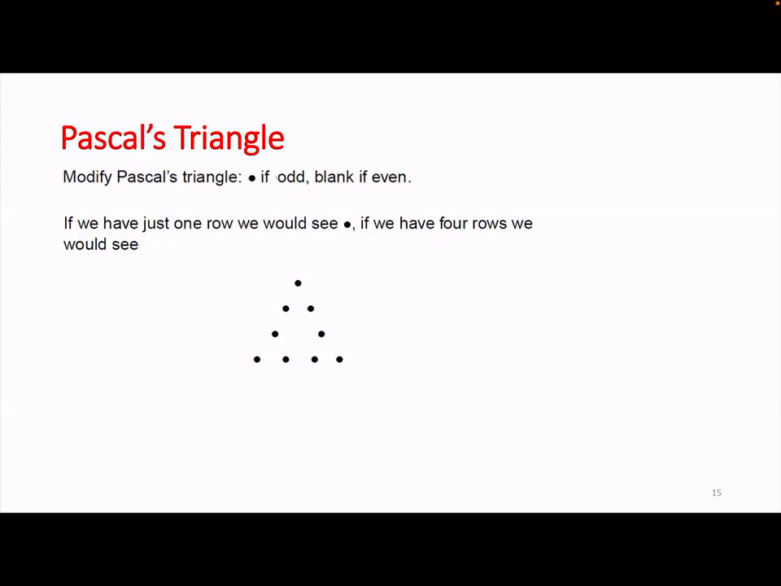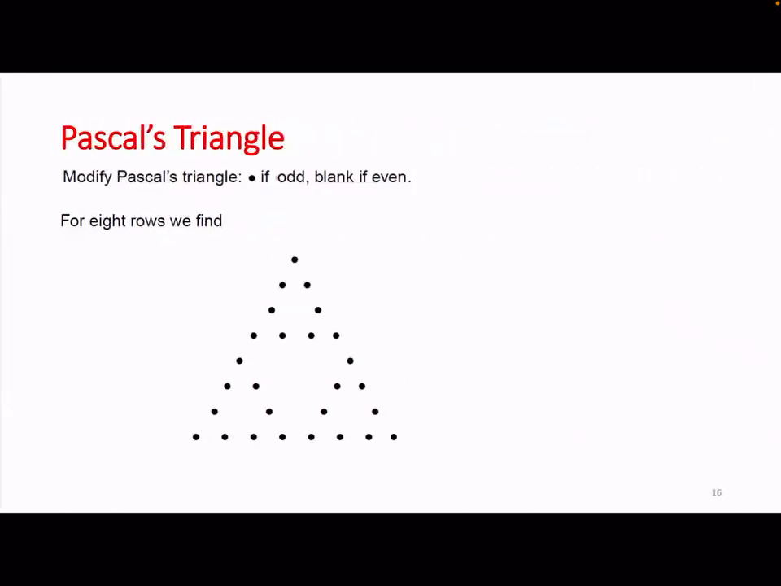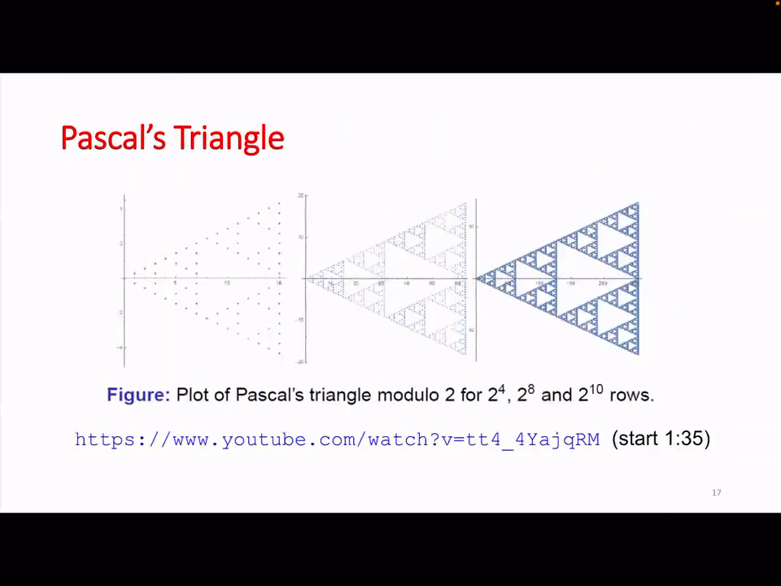So if we just have the 0th row, it's just a dot because it's 1. If I go down to the 3rd row, it's going to be the following. I only lose the number 2 in the row 1, 2, 1. Everything else is odd. And we can keep going. If I go down to the 8th row, and you can keep going and going and going.